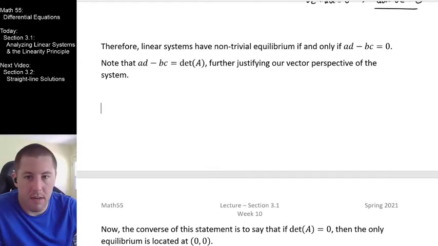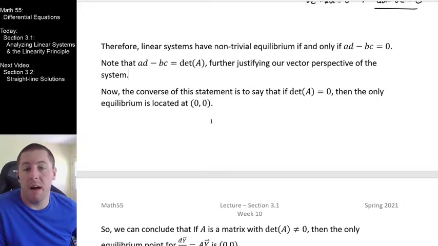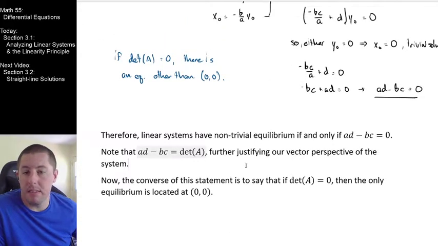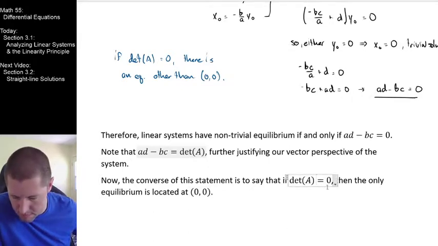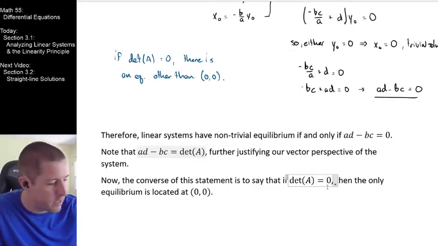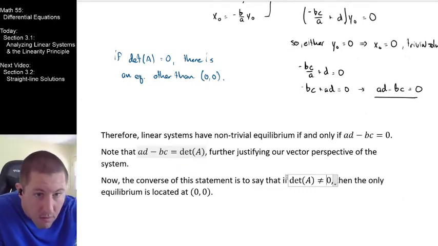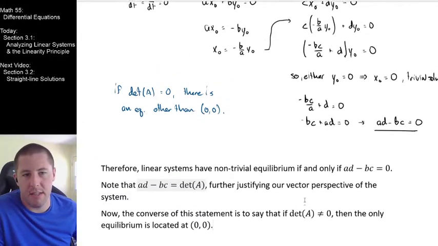So the converse of this statement now is to say that if we find that the determinant of the A matrix is 0, then the only equilibrium, or sorry, this should be a not equal to right there, right? Yeah, sorry, that's a not equal to right there. If the determinant of the A matrix is not 0, then the only equilibrium is located at 0, 0, right?